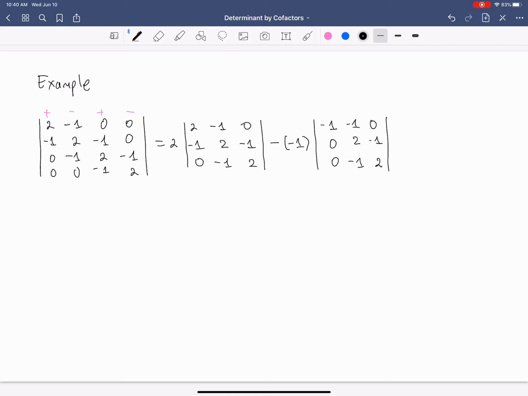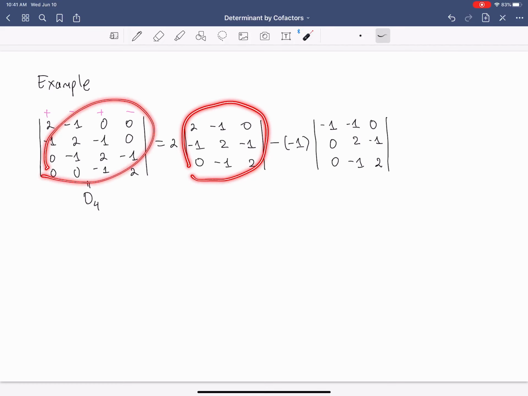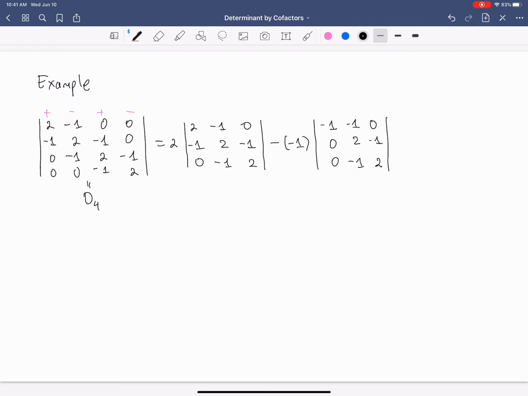Now, the interesting thing here is we can actually come up with a formula. So imagine this matrix was going bigger and bigger. Let me label D4 the determinant of this 4 by 4 matrix. Now you see this matrix over here has the same pattern except that it's 3 by 3. So let me label that D3.